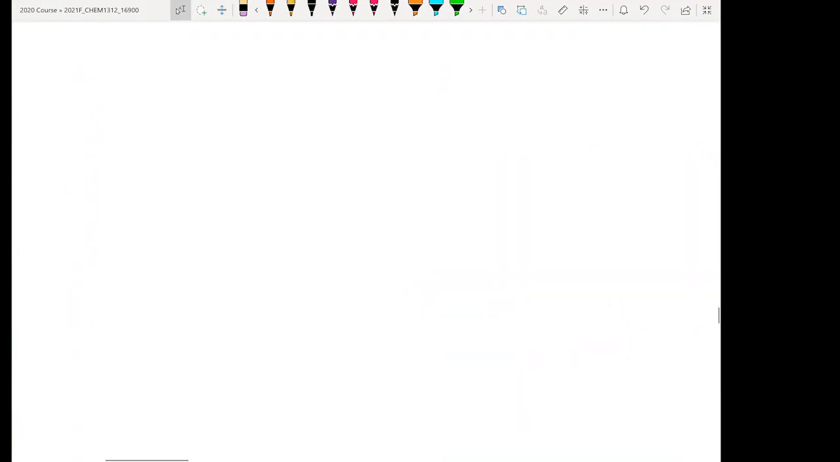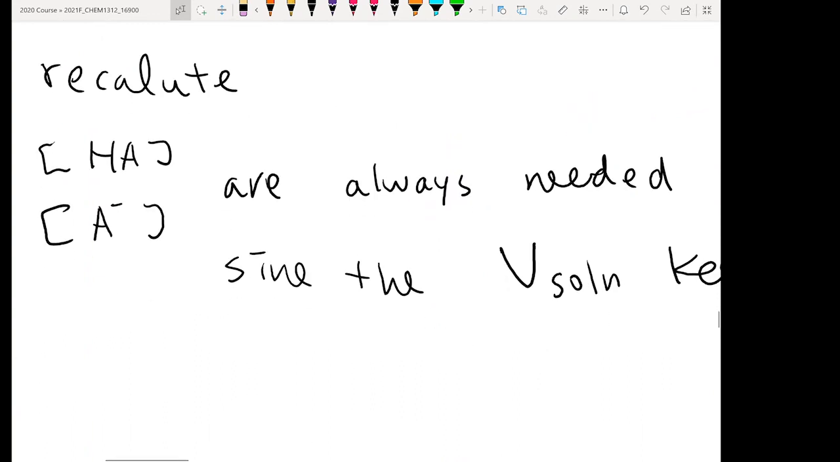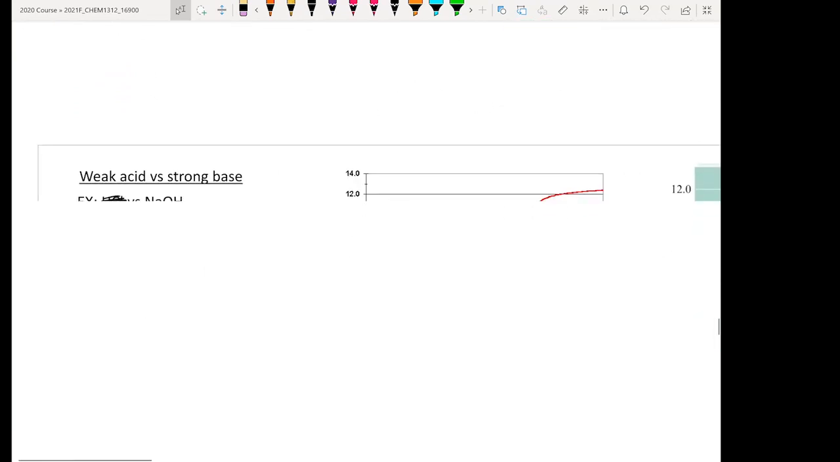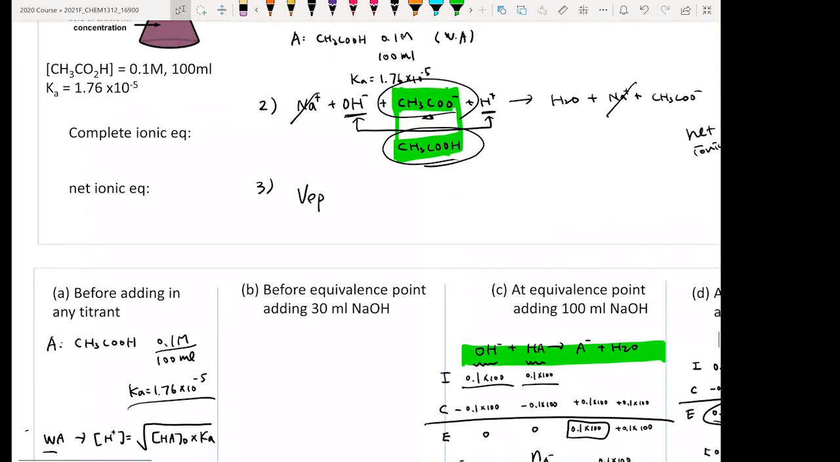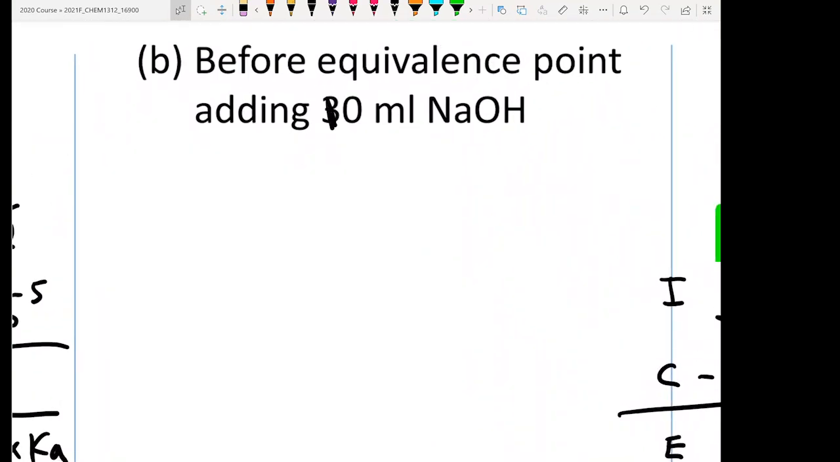In zone 2, we know we are going to have a buffer solution. I want to change these things a little bit. On the slide, I actually show we add in 30 mL, right? I want to change it to 50 mL for now. So let's say we add in 50 mL of NaOH.